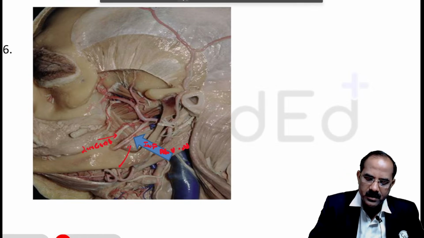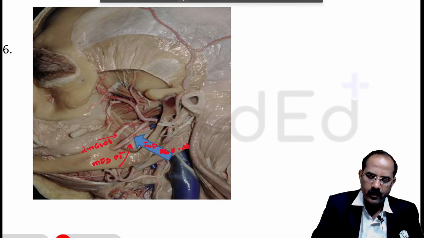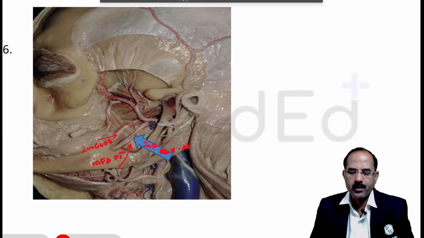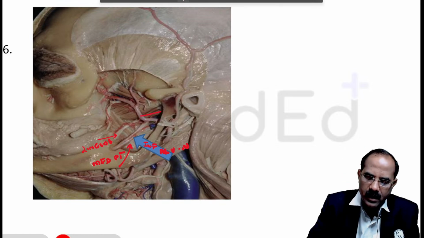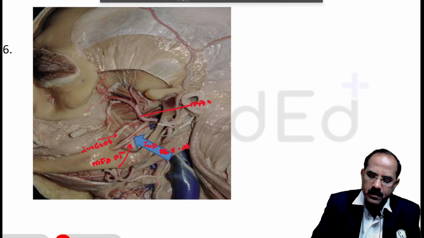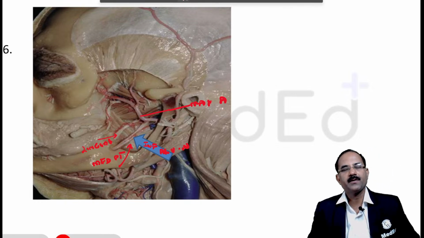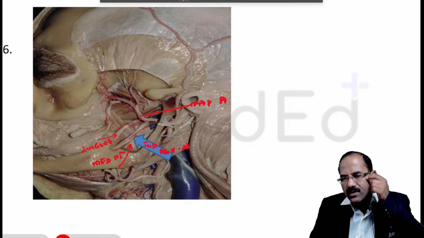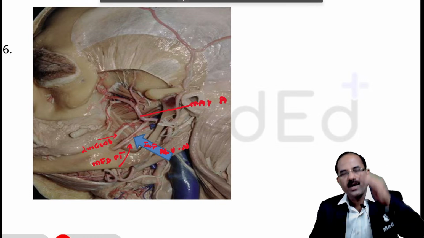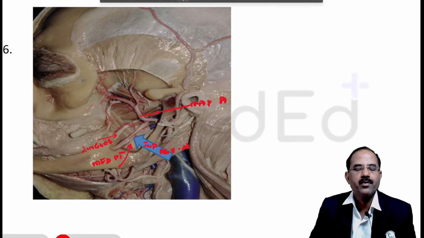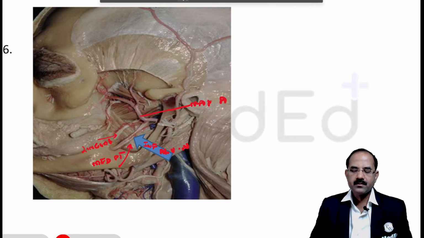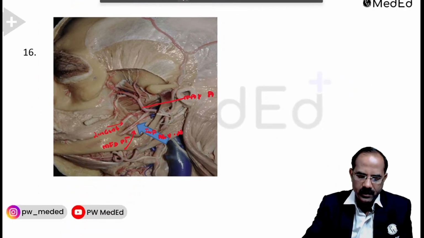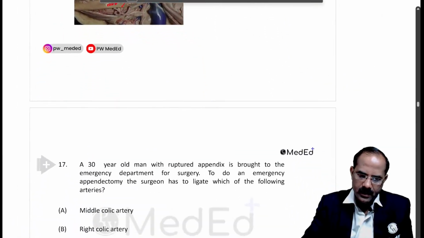What is this muscle which is pointed here? This muscle is the medial pterygoid. And what is this artery here? This is the maxillary artery. So what is this area which is being focused here? That's the infratemporal fossa. Clear? And these are the structures which line the infratemporal fossa.